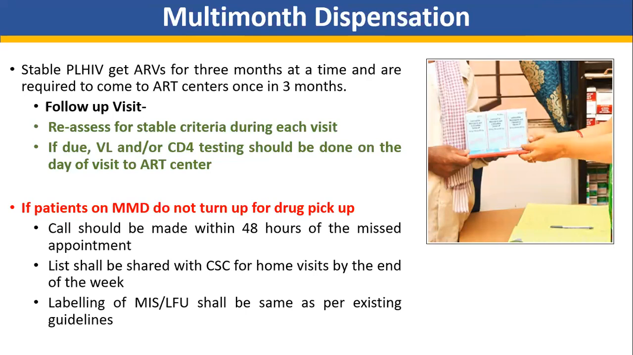So for the stable patients, ART 3 months dispensation can be done at one go. Follow-up visit will be done to reassess whether the stable criteria are being fulfilled by the patient, whether the patient has taken ART as advised, whether adherence was more than 95% or not, and when the viral load is due, when the CD4 count is due for such patients.